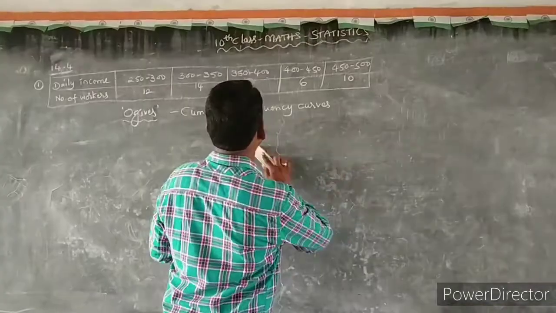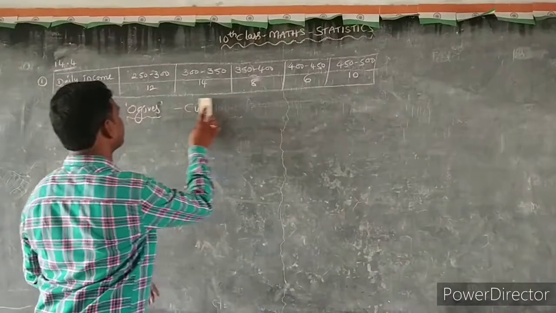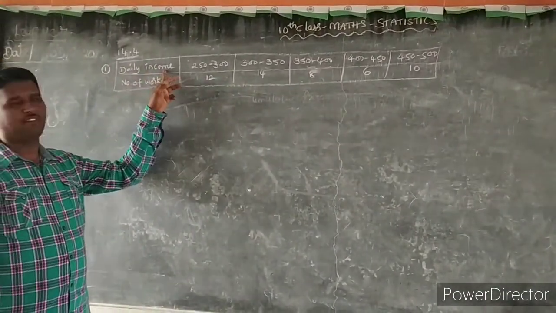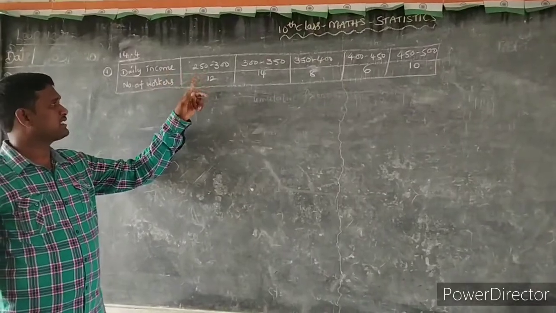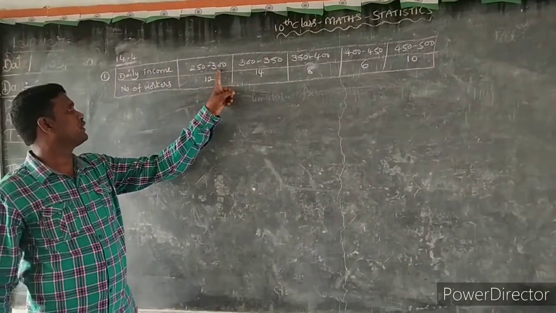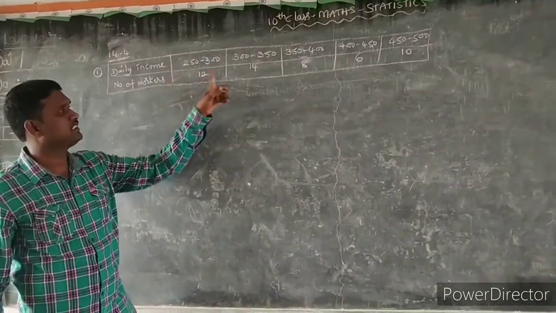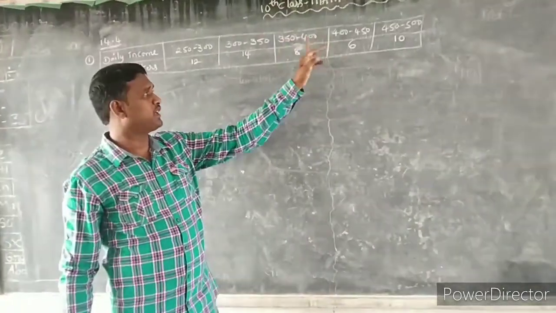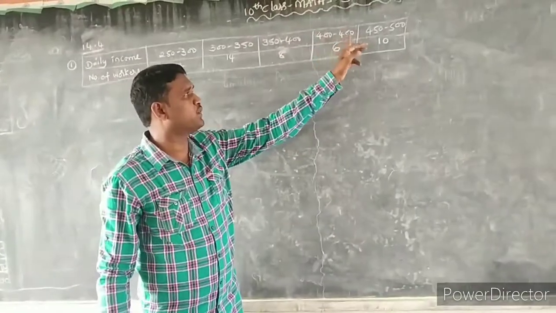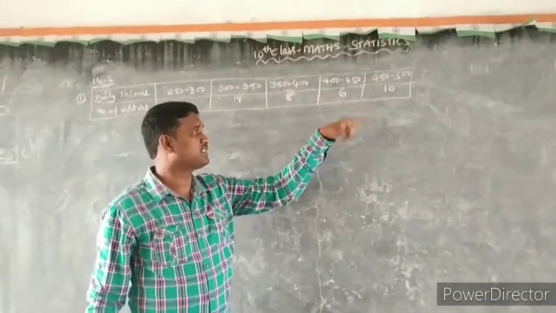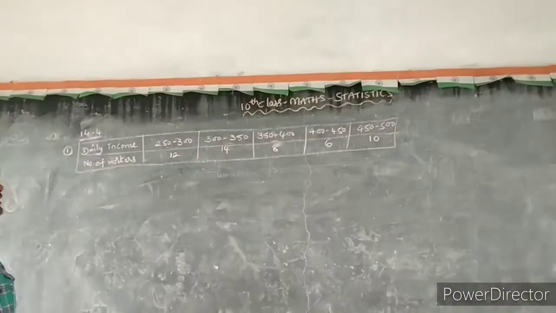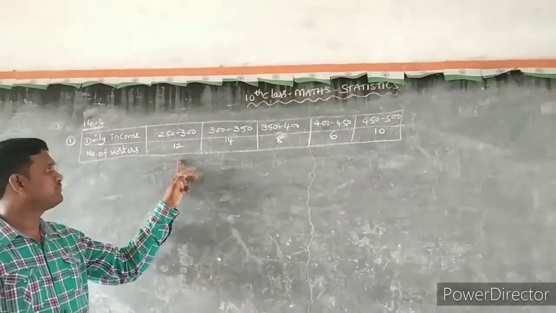See, one problem is given in the exercise. This is the daily income of workers. That is 250 to 300 rupees income by 12 workers, 300 to 350 by 14 workers, 350 to 400 by 8 workers, 400 to 450 income by 6 workers, 450 to 500 by 10 workers. This is the data given in the question.